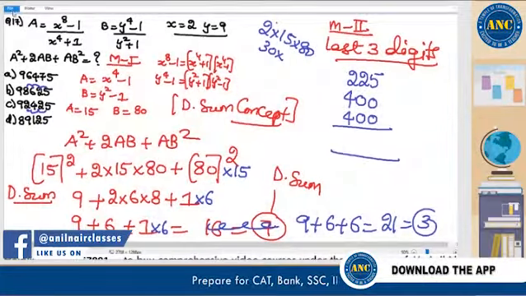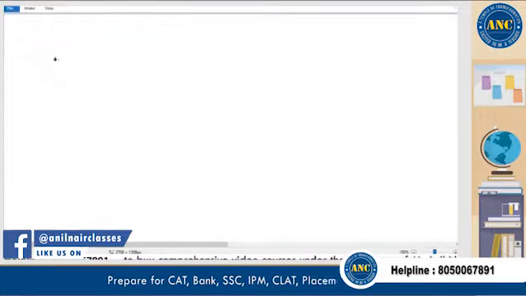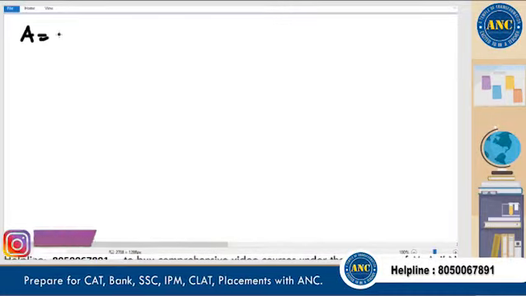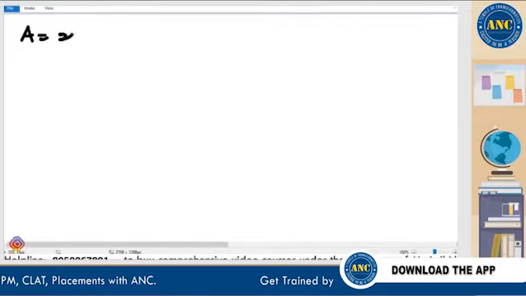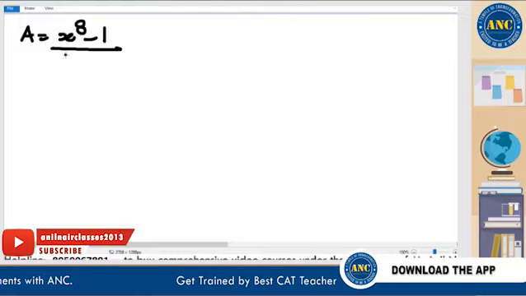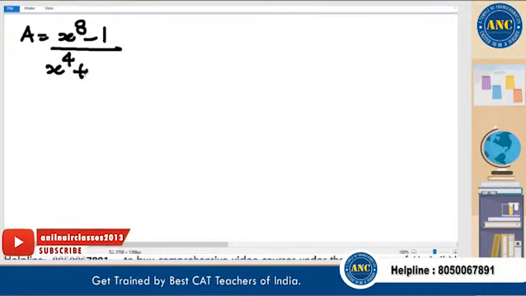Here I made a calculation mistake. In case you want it, I will solve it again. A is nothing but a calculation mistake. In case you tell me that, we will take care. That's okay. Otherwise, the students who think that I made a mistake, I will do it again.